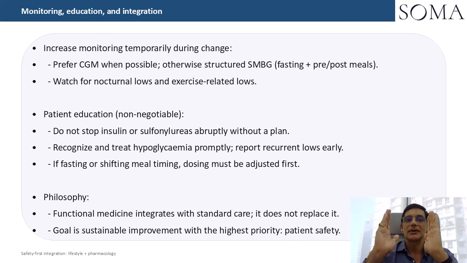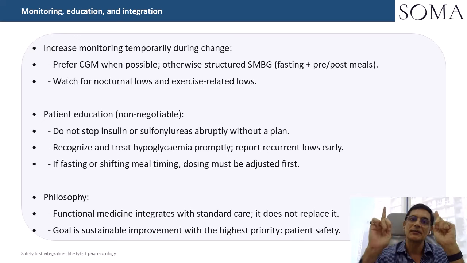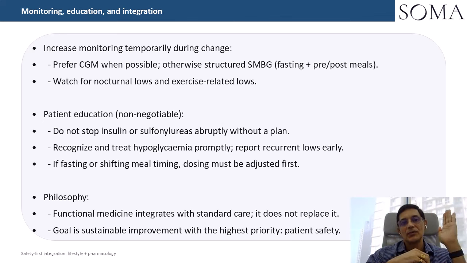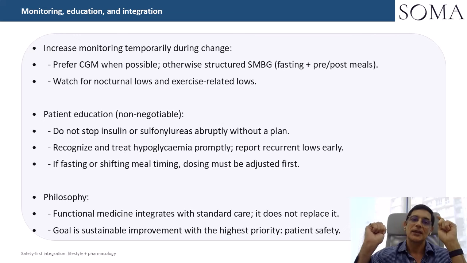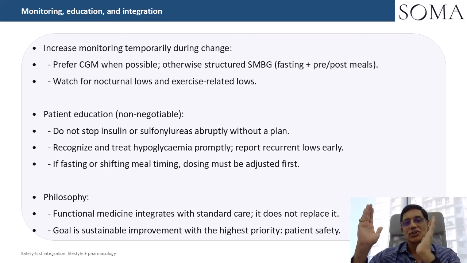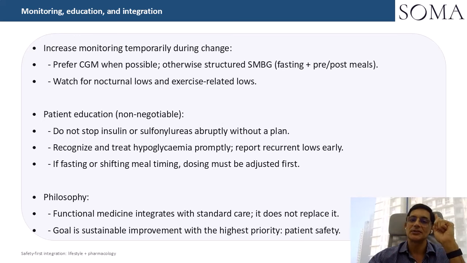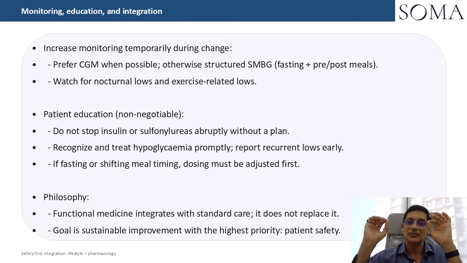Now let me say this clearly because it is the ethos of this course. Functional medicine does not replace conventional medicine. It does not compete with evidence-based pharmacology. It does not promote medication avoidance as a badge of honor. Functional medicine integrates with conventional care. It uses lifestyle, sleep, stress, nutrition and movement to reduce the upstream disease load while using medications intelligently for safety, symptom control and complication prevention. And throughout this process, the highest priority is not reversal. The highest priority is patient safety, stability and sustainable improvement. This safety-first mindset is what makes functional diabetes care both effective and responsible.